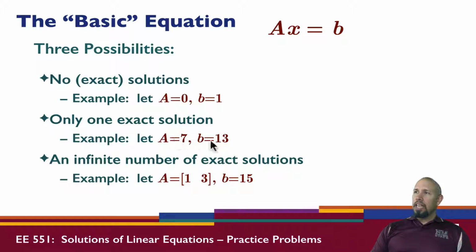This is a case if a is equal to the number 7, b is equal to the number 13, x has an exact solution, 13/7, and there's only one solution to that. An infinite number of exact solutions: if a is this row and b is this number, that basically corresponds to having two equations and one unknown. And there you have an infinite number of solutions.